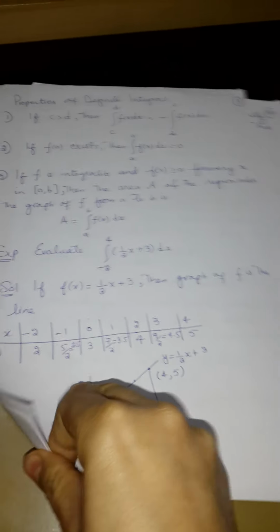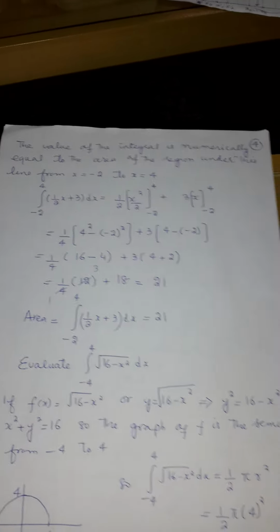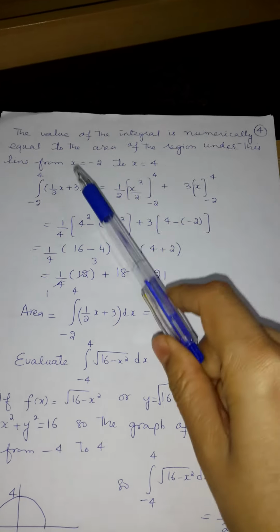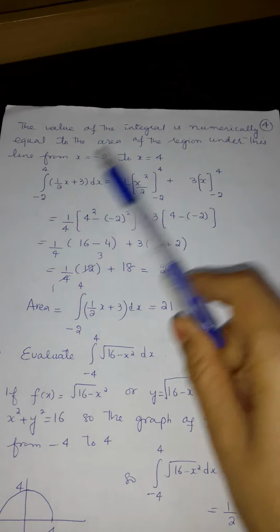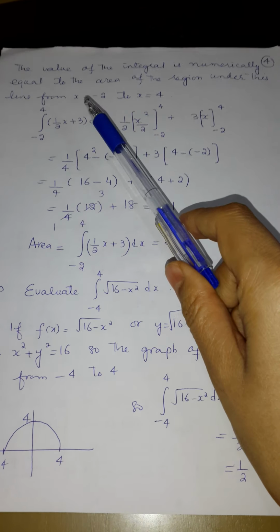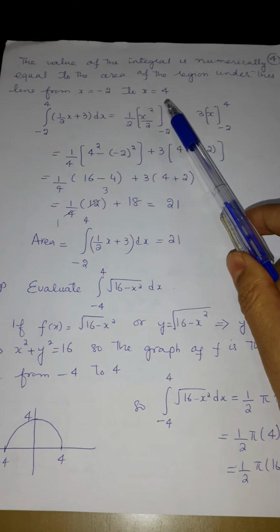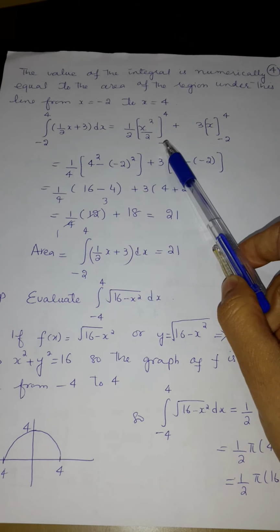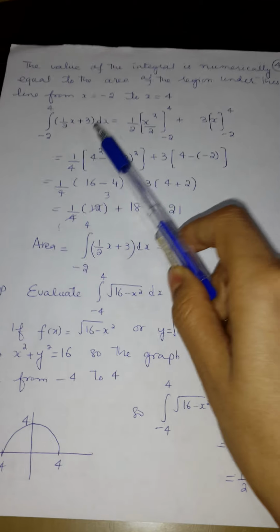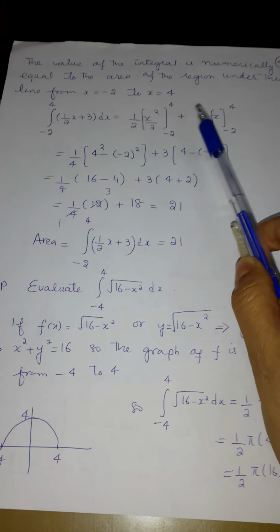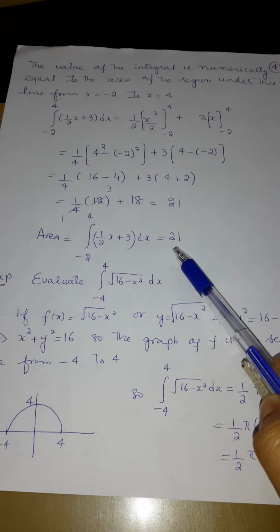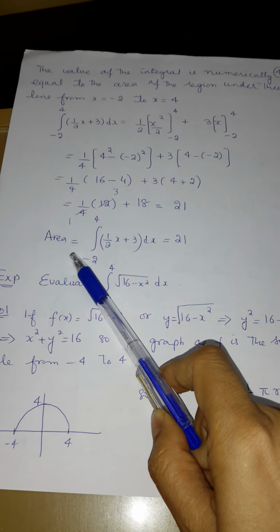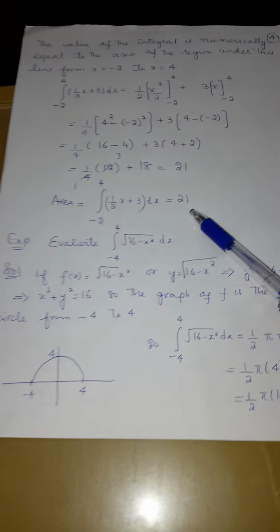Now for this we will simply calculate. The value of the integral is numerically equal to the area of the region under this line from x equals -2 to x equals 4. Now substituting these values, we will solve this integral with the help of simple integration rules. We will obtain the value 21. Now the area under the curve is equal to 21.